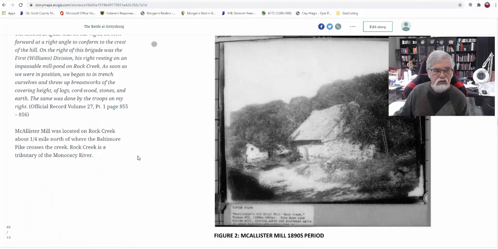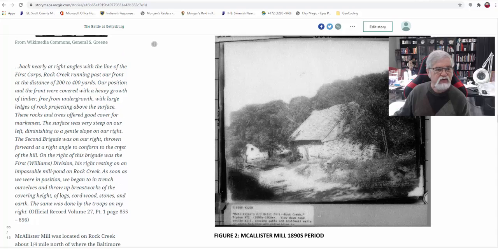So General Greene of the Union Army states, and you can read this all, but I'm just going to take a piece of it: "Our position in the front was covered with a heavy growth of timber, free from undergrowth, with large ledges of rock projecting above the surface. These rocks and trees offered good cover for marksmen. The surface was very steep on our left, diminishing to a gentle slope on our right." So we're going to explore that comment in just a moment.